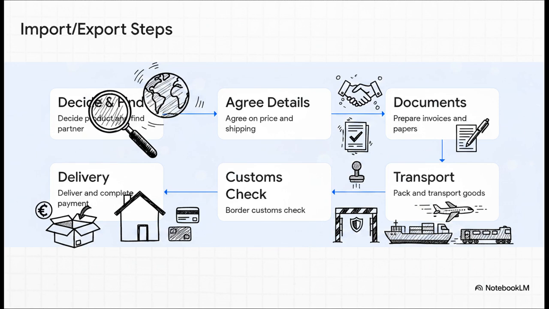It all kicks off with a company targeting a specific product and literally reaching across the globe to secure a foreign partner. Once the price and the shipping details are locked in, the goods are packed and loaded onto the massive arteries of global transport. We're talking cargo ships, planes, or freight trains. They make their way toward the critical border checkpoint before finally reaching the buyer, clearing the payment and completing the whole cycle.